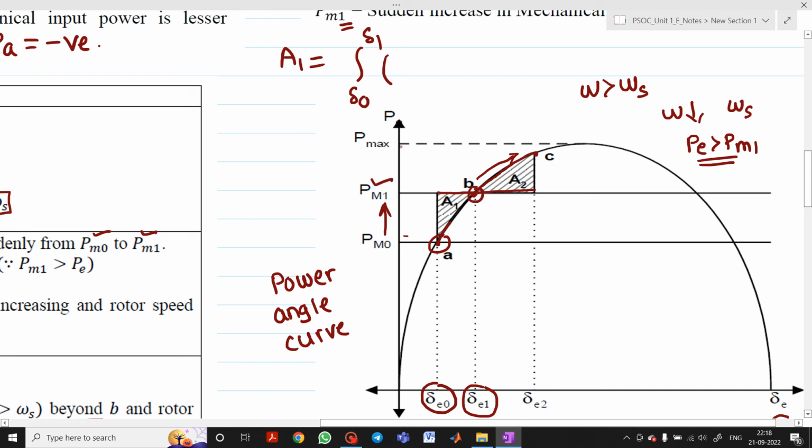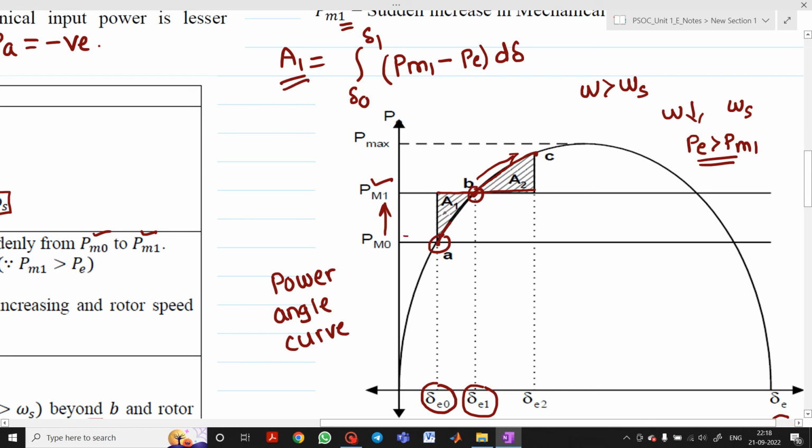This line is nothing but a sudden increase in mechanical input. So this will be PM1 minus... what is this? This will be a curve. So it will be PE into d delta. So this is the mathematical equation for area A1.